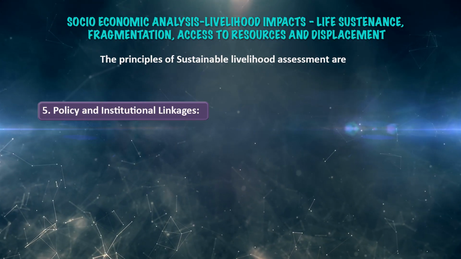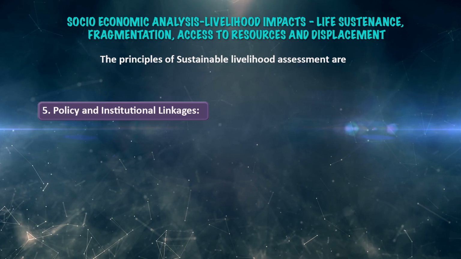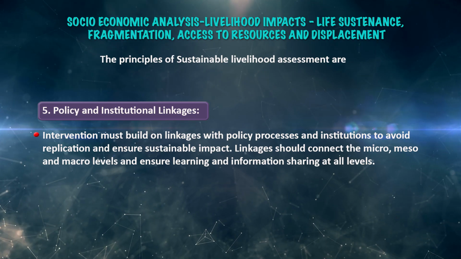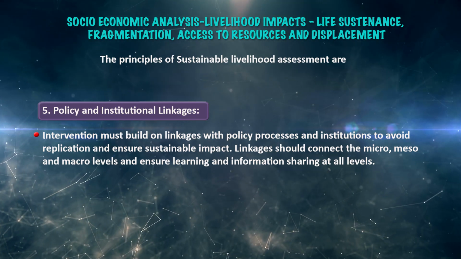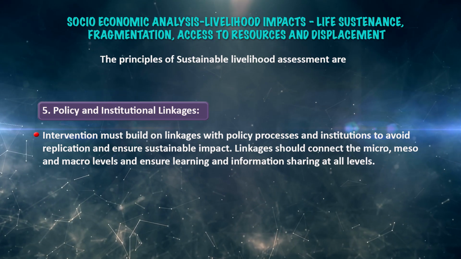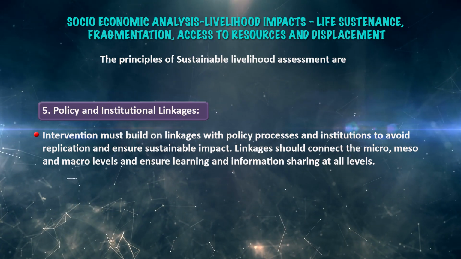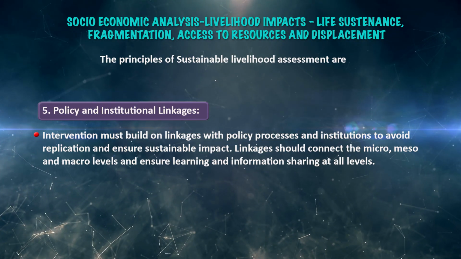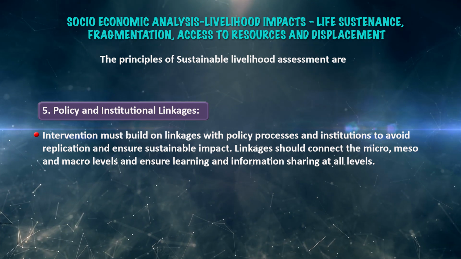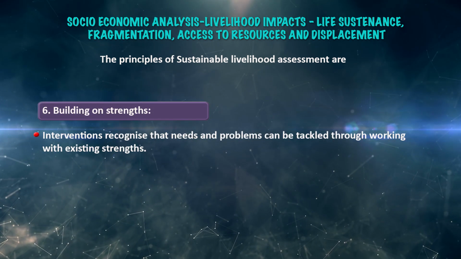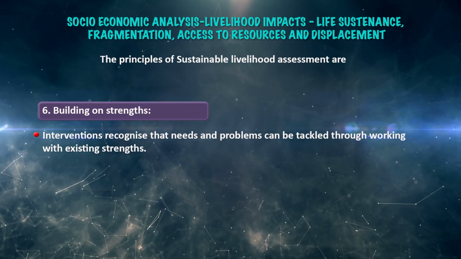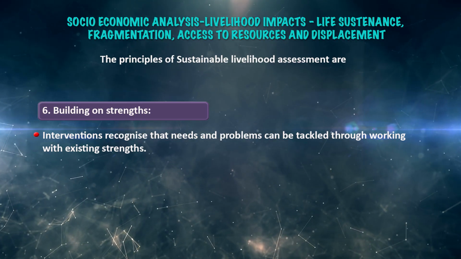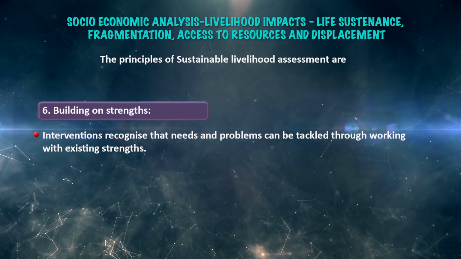The fifth principle speaks about policy and institutional linkages. The intervention must build on linkages with the policy, processes, and also the institutions to avoid replication and ensure sustainable impact. Linkages should connect the macro, meso, as well as micro levels and ensure learning and information sharing at all levels. And the sixth principle focuses on building on strengths. That means these interventions recognize that needs and problems can be tackled through working with existing strengths.